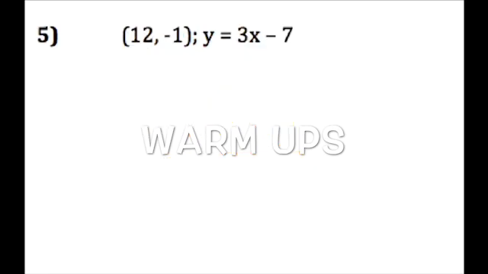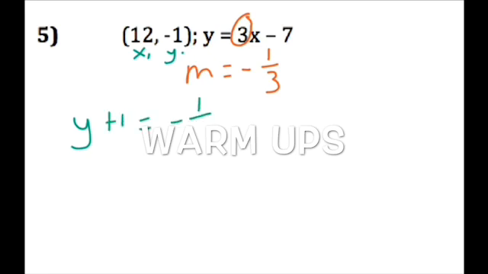Okay, now for number 5, we're trying to write the equation of a line that's perpendicular to the given line. And that means that our slopes need to be opposite reciprocals. This has a slope of +3. So the slope I need to use is going to be -1/3. This is my x1, y1. So we have y minus a -1, which is y plus 1, equals -1/3, parenthesis x subtract 12.